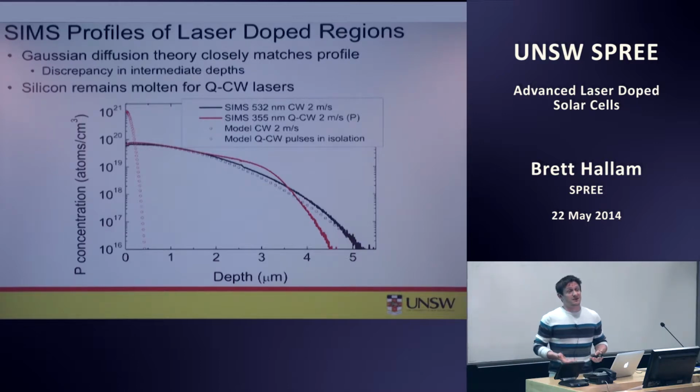But what happens for such a high repetition frequency is that each pulse adds energy to what has been delivered by the previous pulse. So you don't get a complete resolidification of the silicon between successive pulses. So as you add more pulses, it can grow the molten region, and you can form these deep molten regions just like the continuous wave laser.